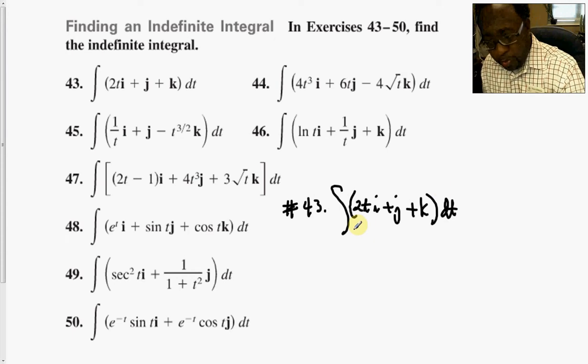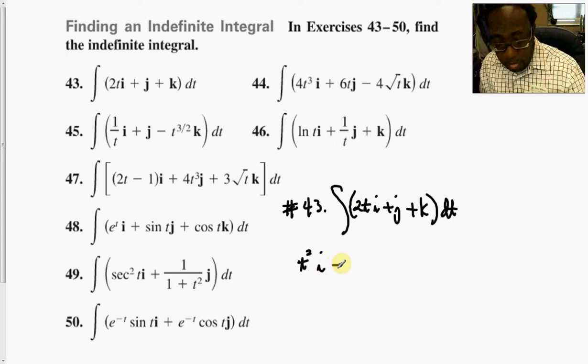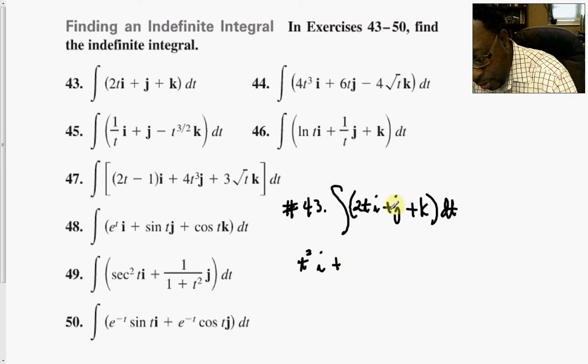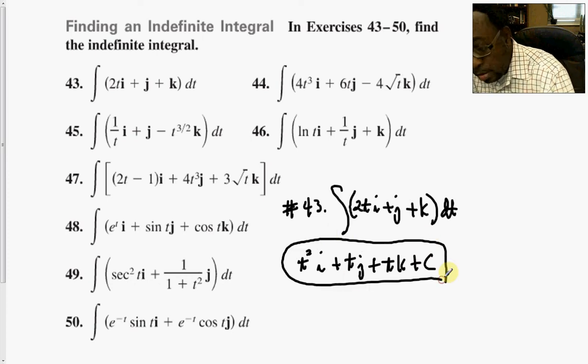So we integrate with respect to the parts. The integral of 2t is 2t squared divided by 2. We carry the i, because the integral of a vector, the result is still a vector. Plus we integrate 1 times j, that gives us tj. Likewise, for k, we get tk. It's indefinite, so plus some constant of integration.